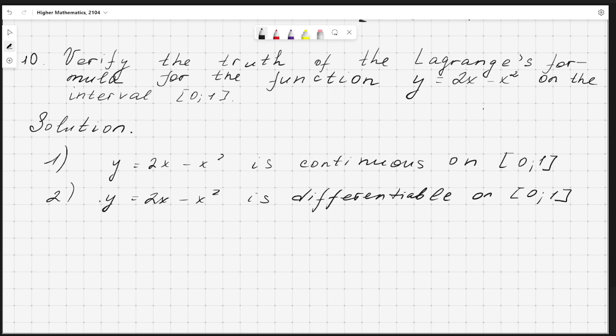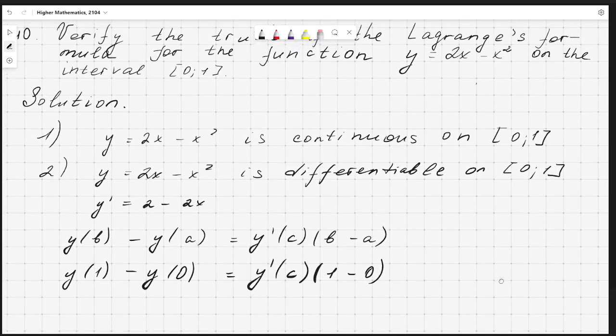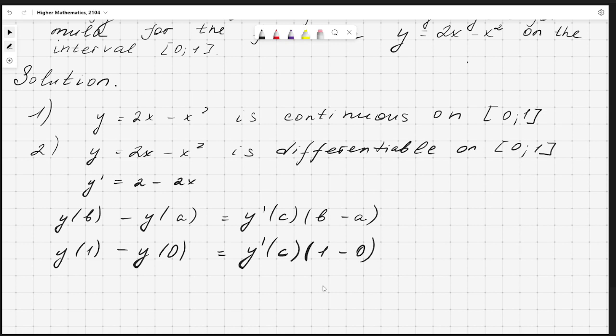Form the Lagrange's formula. y prime will be 2 minus 2x. y of b minus y of a equals y prime of c times b minus a. y of 1 minus y of 0 equals y prime of c times 1 minus 0. y of 1 is 2 times 1 minus 1 squared.